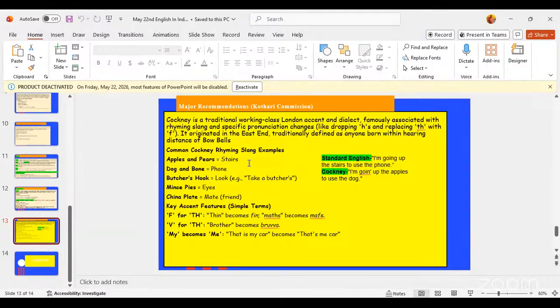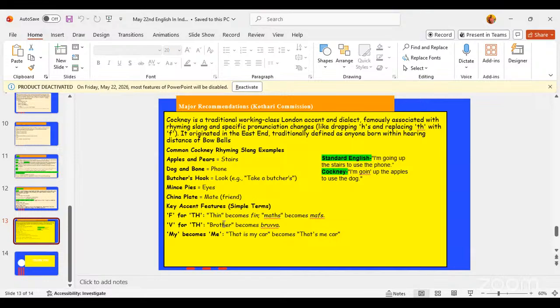Bag and bone, that's phone. Butcher's hook, look: take a butcher's hook, or look. Or mince pies, eyes. China plate, mate, friend. Then the key accent features in simple terms.